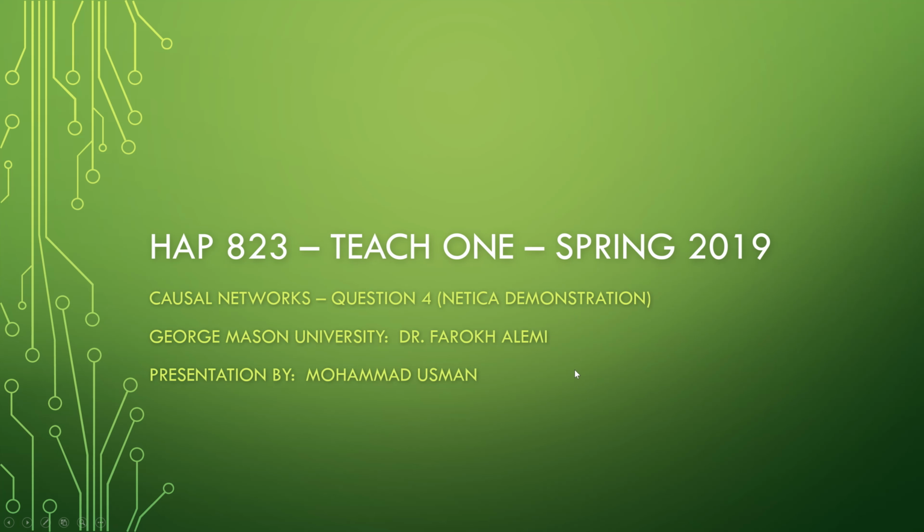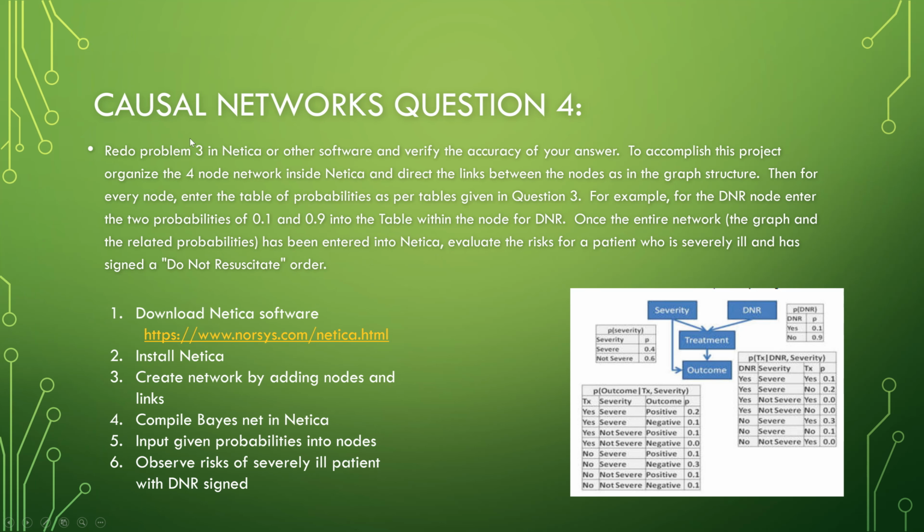And my question is going to be from Causal Networks, question number 4, which is basically a demonstration of the Netica application for creating Bayesian networks. The question asks us to redo number 3 in Netica, and number 3 basically asks us to evaluate the risks for a patient who is severely ill and has signed a do not resuscitate order, given these probabilities for severity and DNR. It's pretty straightforward to complete this in Netica.